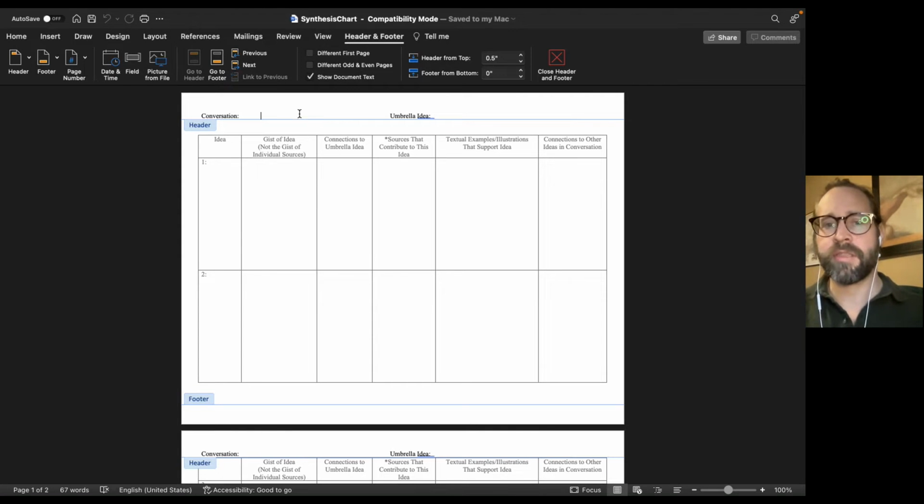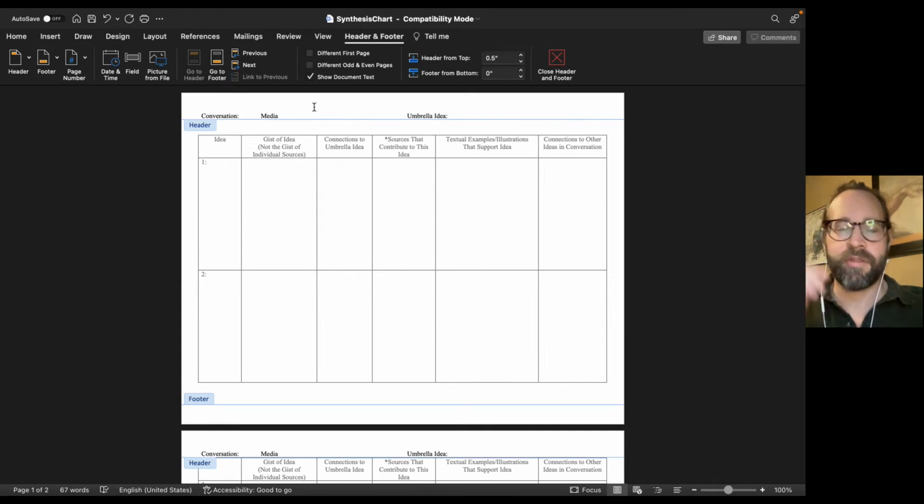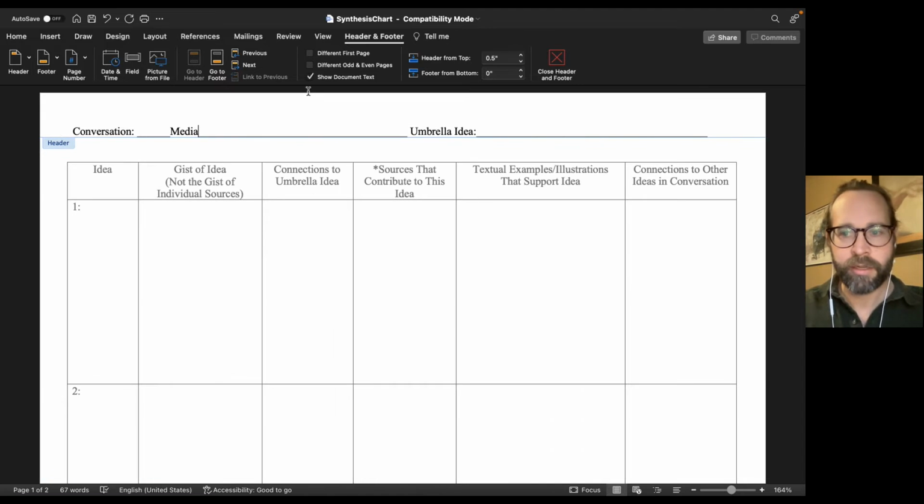For the sake of this example, we're going to pretend that we're doing a synthesis essay about media. Since last week we read about representation in media. So the conversation, that's very broad. That's your topic, right? The topic is media, and you're entering this conversation about media. Very simple. Should be one word for conversation. Let me zoom in a little bit here. Yeah, there we go. All right.